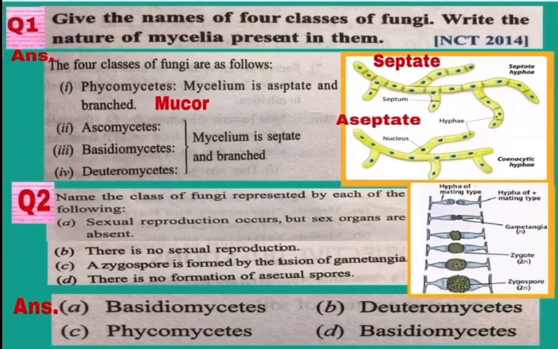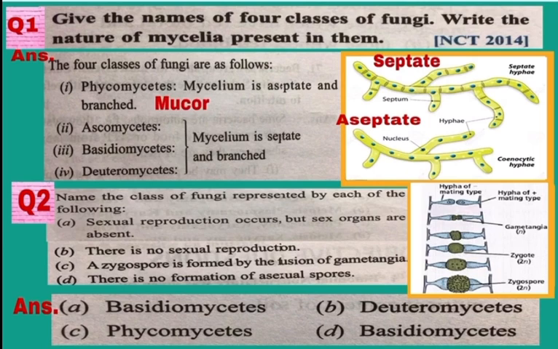This is question number 1. Give the names of 4 classes of fungi and write the nature of Mycelia present in them. Fungi are heterotrophic organisms, means they are dependent on the others for the food material. They cannot make their own food. And they are classified into 4 classes.